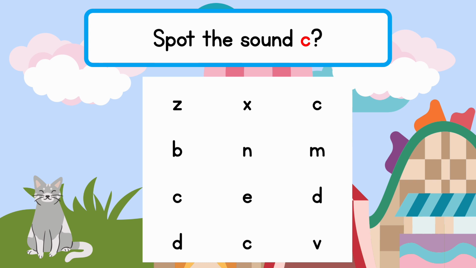Now we have a puzzle here. We have lots of letters where the sound k is hiding in there. So we're going to look for the k sound and highlight it red. Are you ready? Let's have a look. Can you find the first k? Well done. Let's color it red. Super. Let's have a look for the next one.